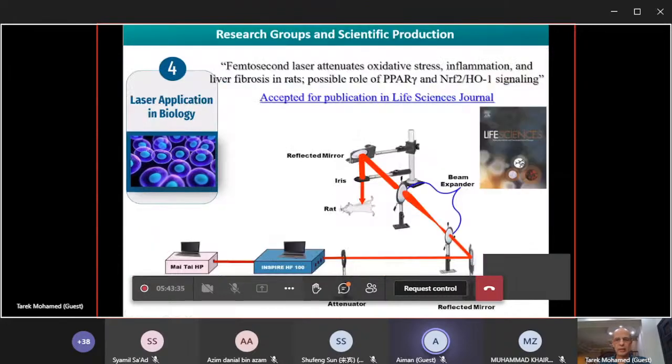And there is a simple setup. We have the femtosecond laser going through some optics, and then to a rat, an animal model. We did some work showing that a femtosecond laser attenuates oxidative stress and inflammation in liver fibrosis in rats. Here we induce liver fibrosis in the rat and send the laser. We use 800 nanometers, which can go through the skin and reach the liver without any surgery. And actually, we got good results, and this was accepted in the Life Sciences journal.